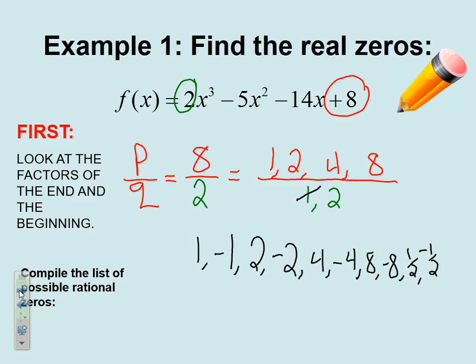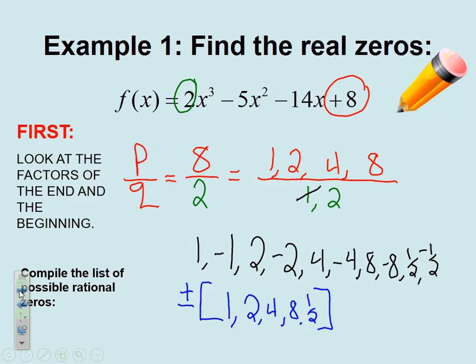Now this is a lot to write, so to shorten this up, you guys, I'm going to let you write it like this. You can put plus or minus, make a little bracket, and you can just do 1, 2, 4, 8, and 1/2. Okay, and with that plus or minus in front, it lets us know that these numbers can be positive or negative.